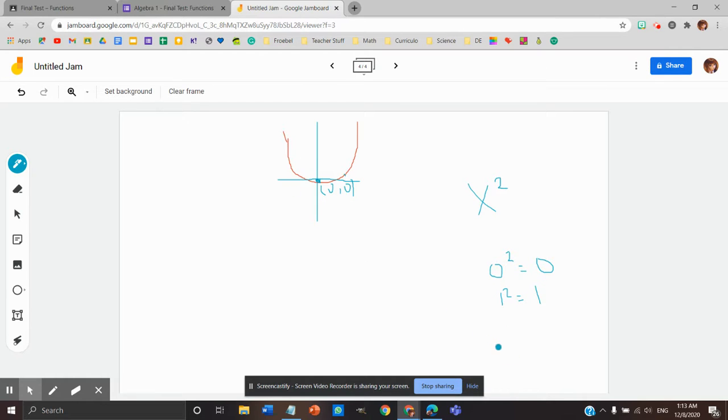When it's 2, what do you think is going to be my output when my input is 2? 2 times 2 is 4. Very good. So you can see that that graph is the same thing as this function right there. So when my function is x to the second power, it's going to look like something like that. So what you have to do is look for what graph goes with what function.